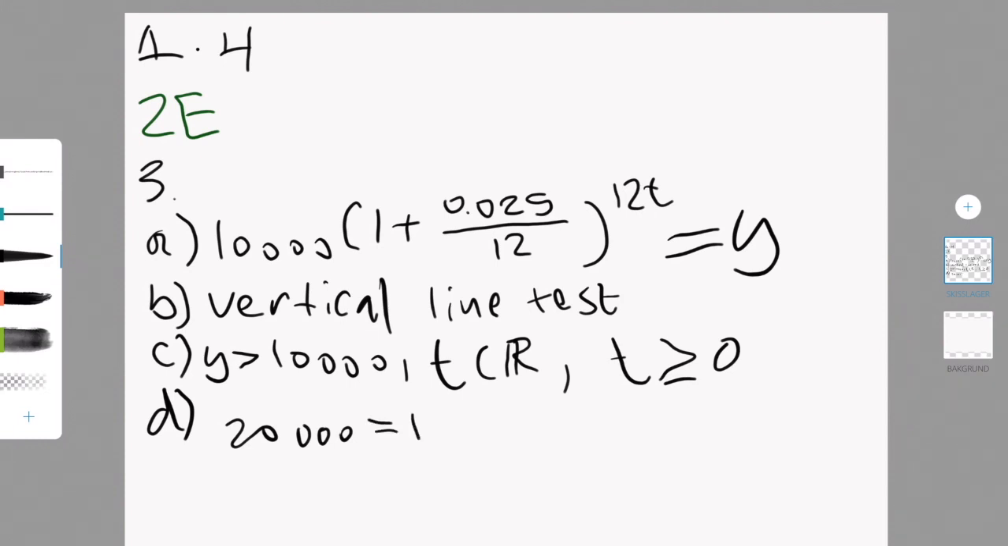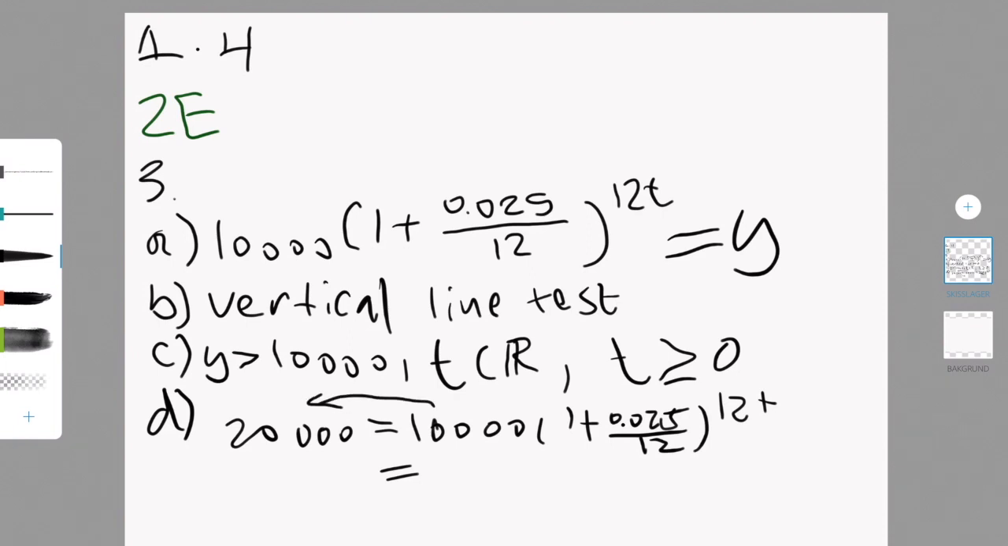Now D, how long will it take for this guy to double his money if he does not make any additional deposits or withdrawals? So he wants to double it. And so basically we're trying to find when y is 20,000 instead of 10,000. So I just plugged it into the formula and then isolated t. You do have to use logs here. I will be making a video on logs soon. I mean, you don't have to use logs, but I think it's the easiest way.